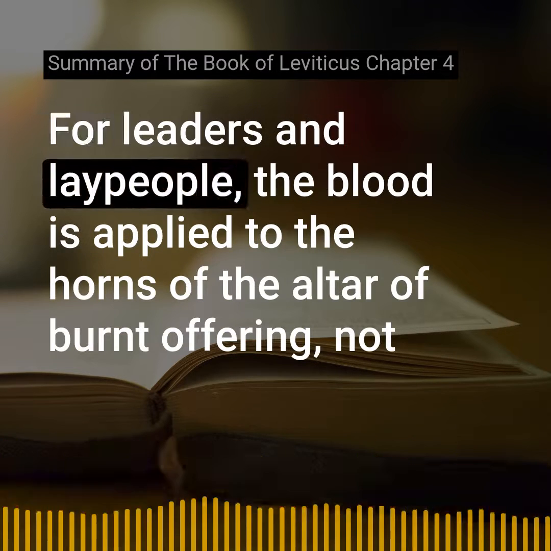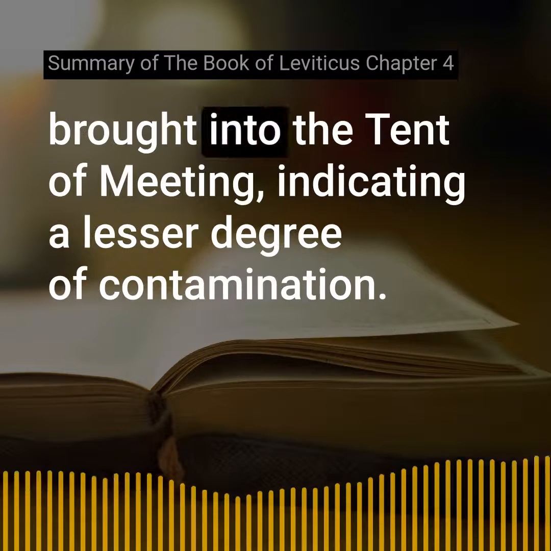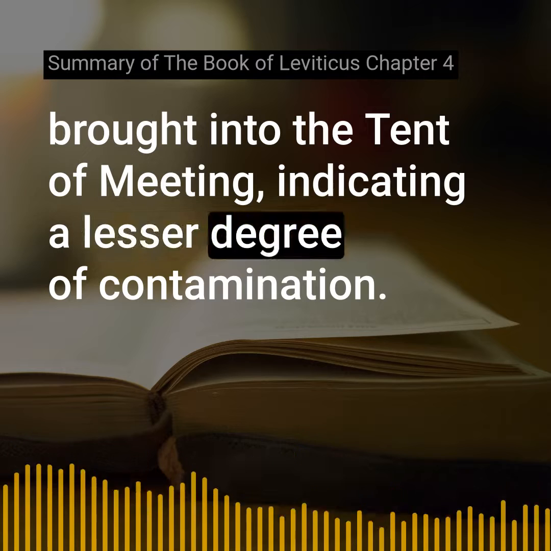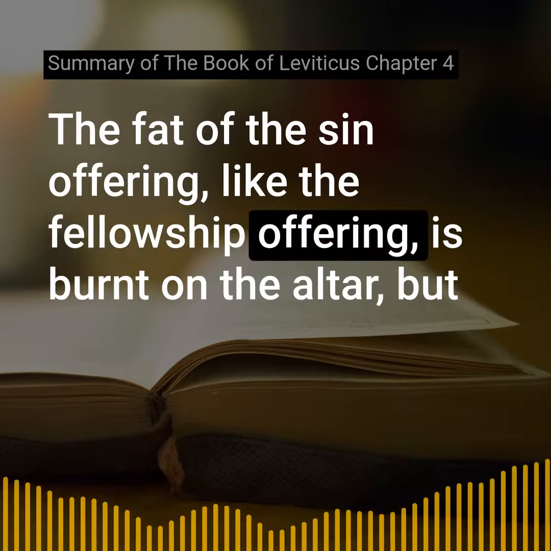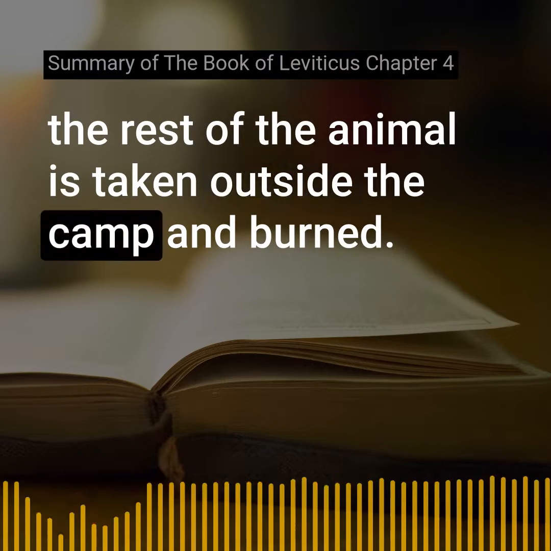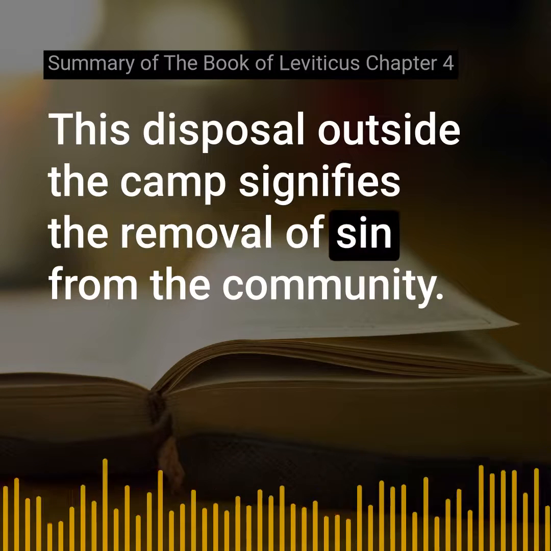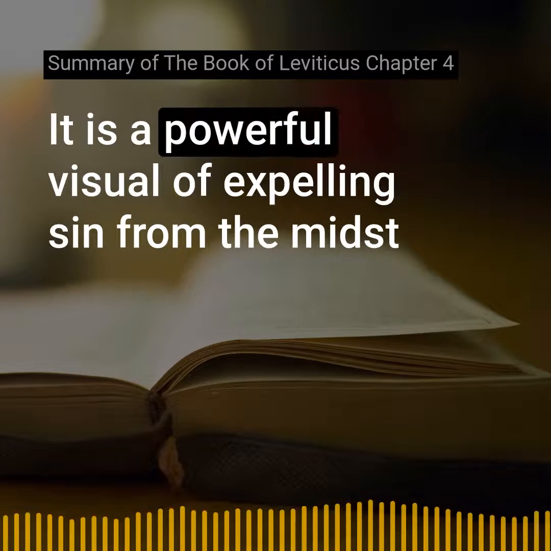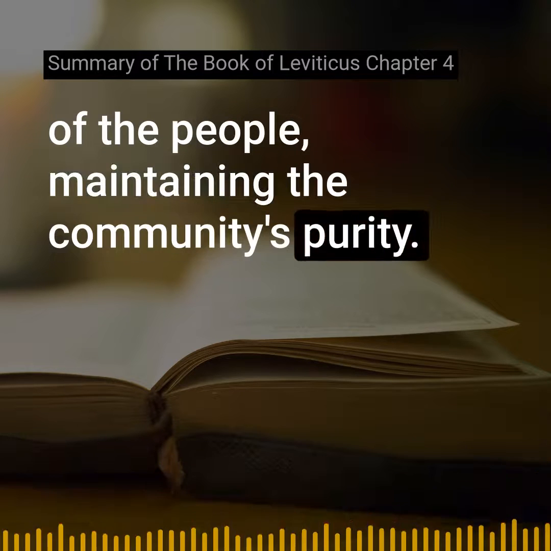For leaders and laypeople, the blood is applied to the horns of the altar of burnt offering, not brought into the tent of meeting, indicating a lesser degree of contamination. The fat of the sin offering, like the fellowship offering, is burned on the altar, but the rest of the animal is taken outside the camp and burned. This disposal outside the camp signifies the removal of sin from the community. It is a powerful visual of expelling sin from the midst of the people, maintaining the community's purity.